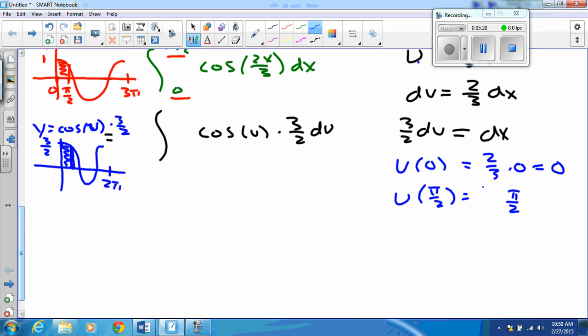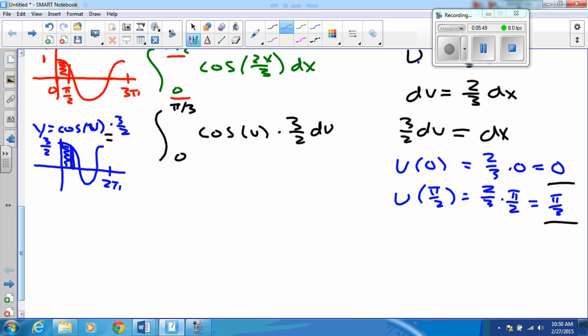Two-thirds. There we go. I knew I was doing something silly. Which gives me pi over 3. And these new u values are now going to be my new limits of integration from first to last. Please note that they correspond exactly.